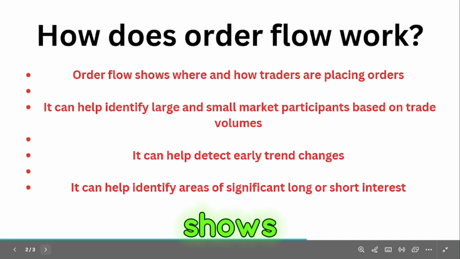Order flow shows where and how traders are placing orders. Which means you're going to be using your supply and demand using the order flow that we talked about on the first page, guys. Now, it also helps you identify large and small market participants based on trade volume, guys. For those who don't know volume, we just need that impulsive move or those big candles to show that the market is moving in a specific direction.